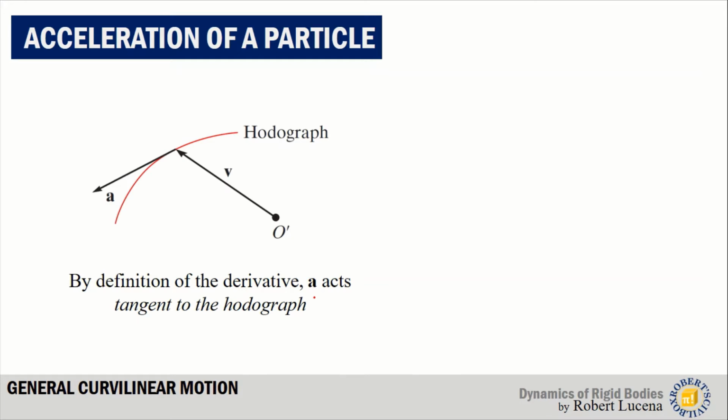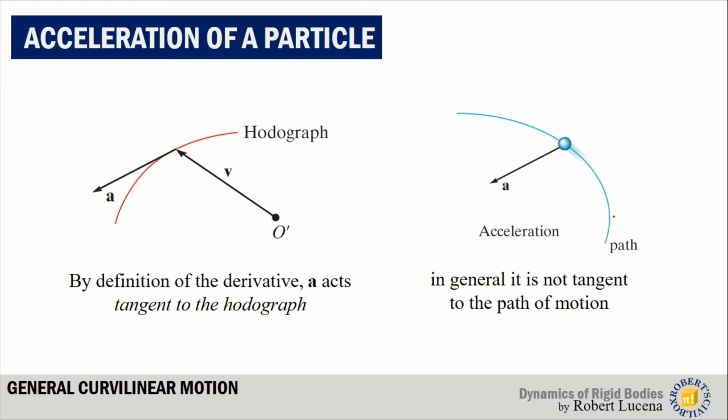So by definition, the derivative, acceleration, acts tangent to the hodograph, because this hodograph represents the velocity as a function of time, and the path of motion here. So recall that the velocity is tangent to the path of motion, but the acceleration is not tangent to the path of motion, but is always tangent to the hodograph.